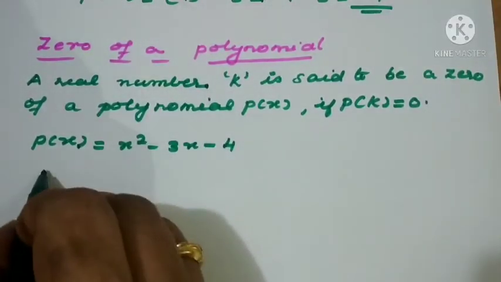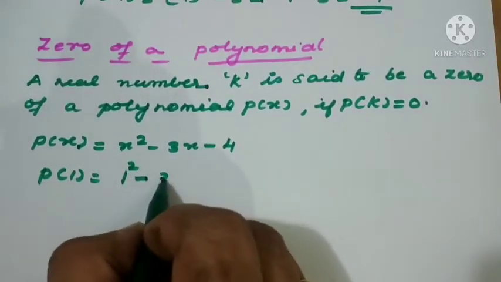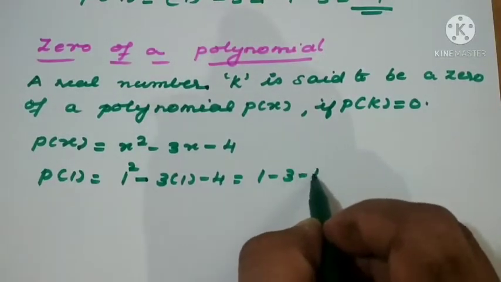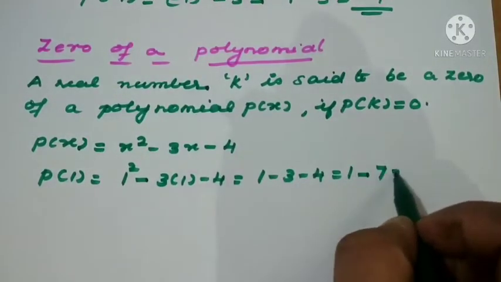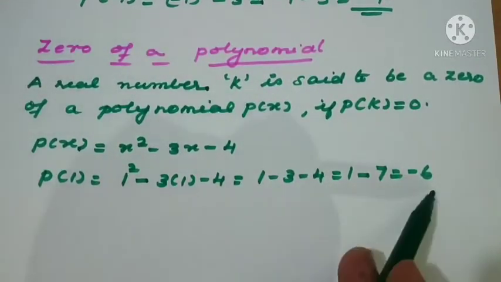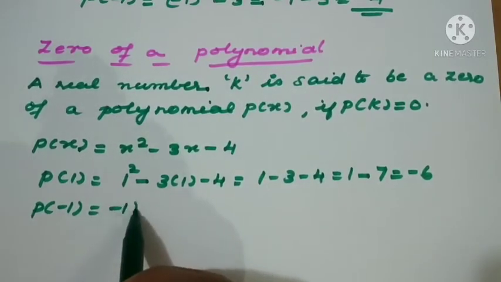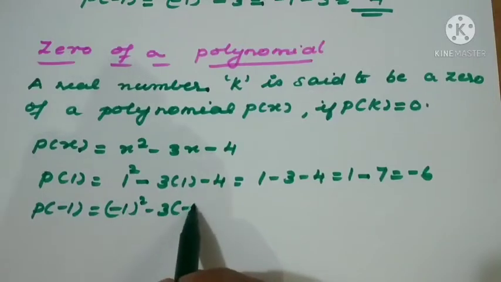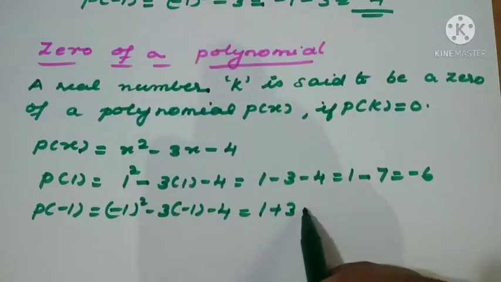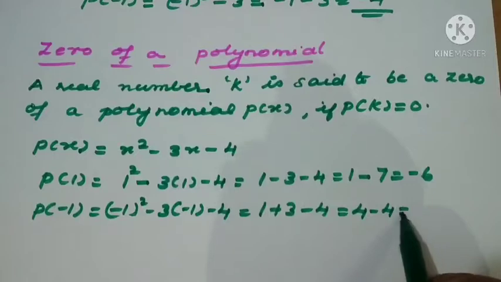So what is p(1)? 1 square minus 3 into 1 minus 4. That means 1 minus 3 minus 4, that is 1 minus 7, it is equal to -6. So the value of the polynomial when x = 1 became -6. Now we can calculate p(-1). (-1) square minus 3 into (-1) minus 4, that means 1 plus 3 minus 4. So 3 plus 1 is 4, 4 minus 4, it is equal to 0.